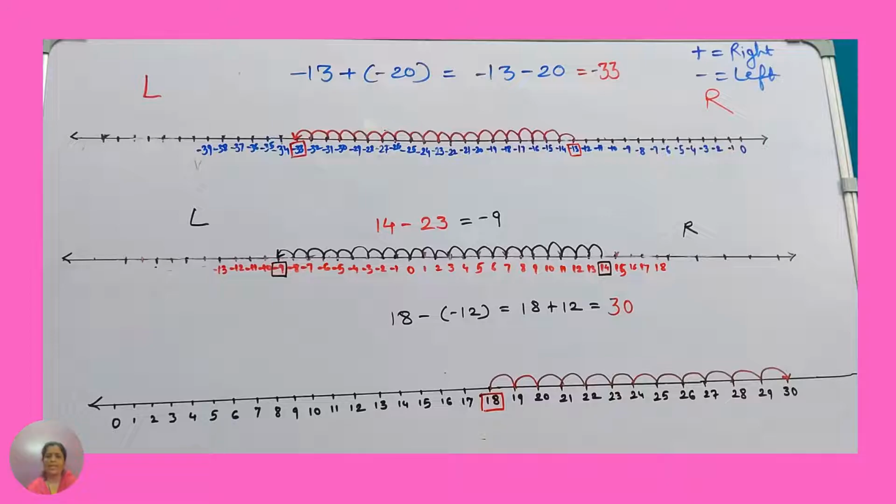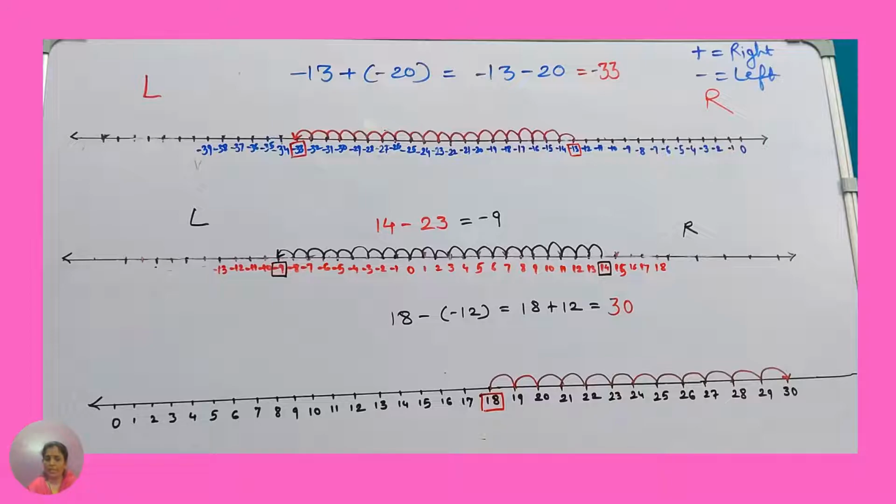Okay. Now you can see the second example, 14 minus 23. So now you have to draw a number line. See here how I have drawn a number line where 0 is in the center, and on the right-hand side I have written positive integers, and on the left-hand side I have written negative integers. Now the first number is 14. So you have to locate 14 on your number line first. So I found 14 here.